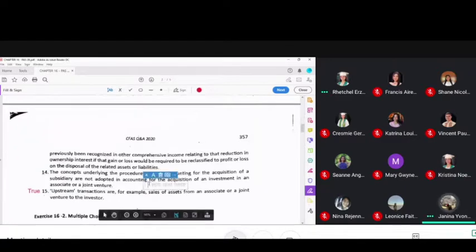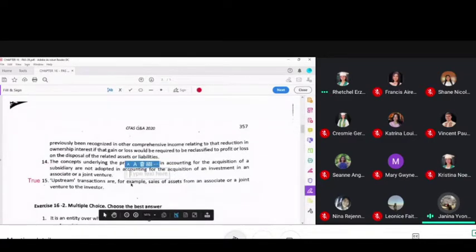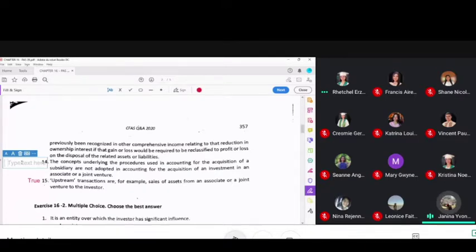Next. 14. The concepts underlying the procedures used in accounting for the acquisition of a subsidiary are not adopted in accounting for the acquisition of an investment in an associate or a joint venture. False. Because the concepts underlying the procedures used in accounting for the acquisition of a subsidiary are also adopted in accounting for the acquisition of an investment in an associate or a joint venture. Okay, it's wrong to say that they are not adopted. So number 14 is false.